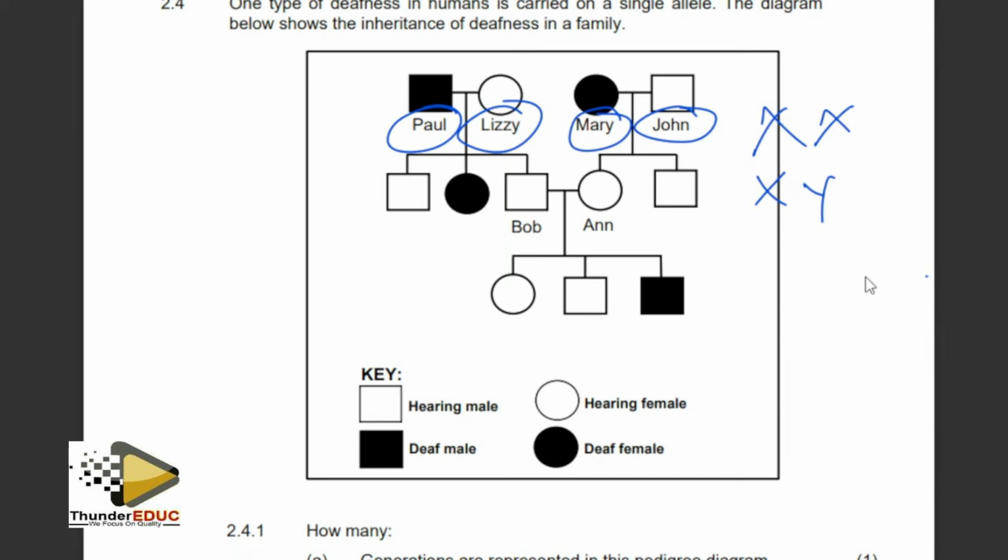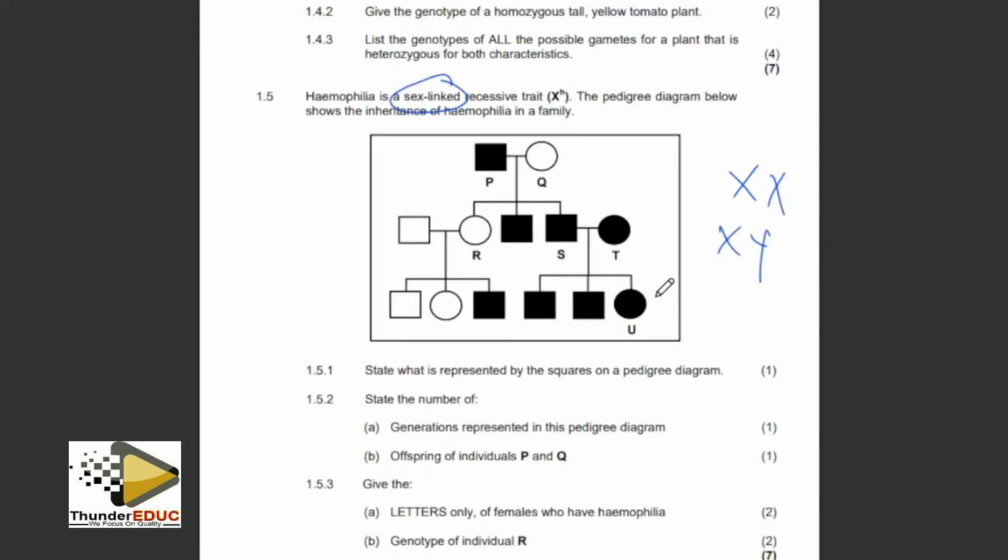How many generations are here? There are 3: 1, 2, 3. They are saying that something can be caused by a recessive allele, or it can be caused by a dominant allele. Anyway, let's continue with this question. They are saying, state what is represented by a circle in the diagram. Sometimes they don't give you that key. A box is a male. A circle is a female. You have to go to the exam knowing that.